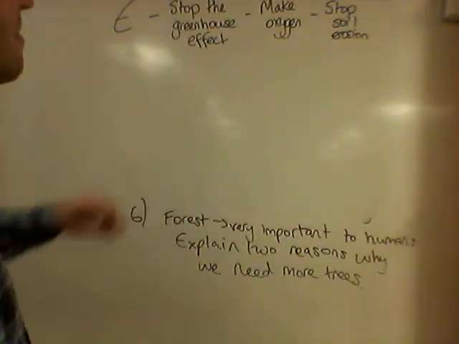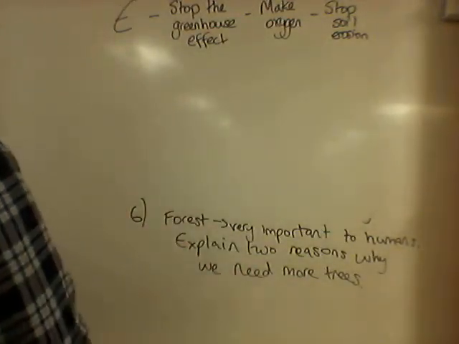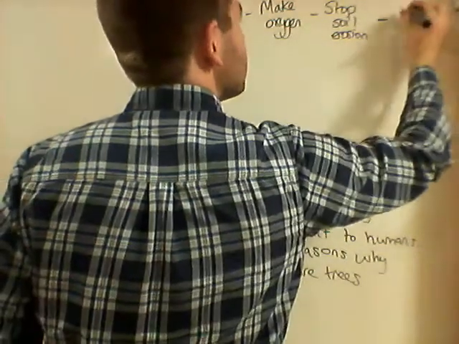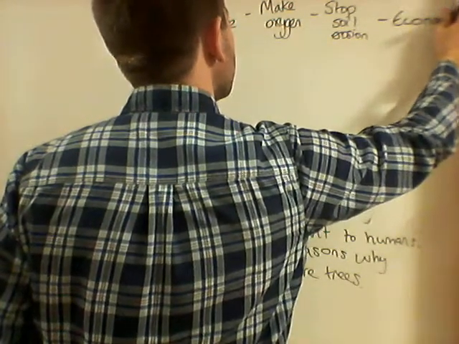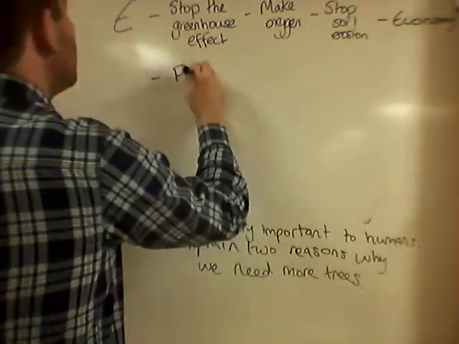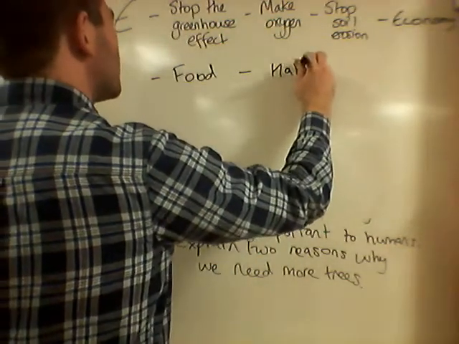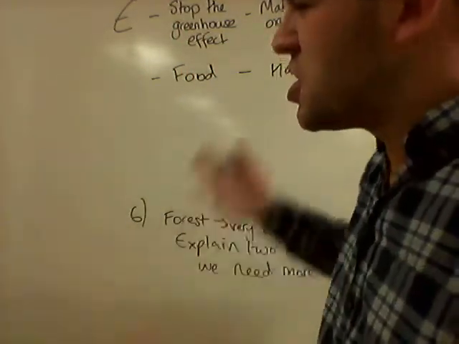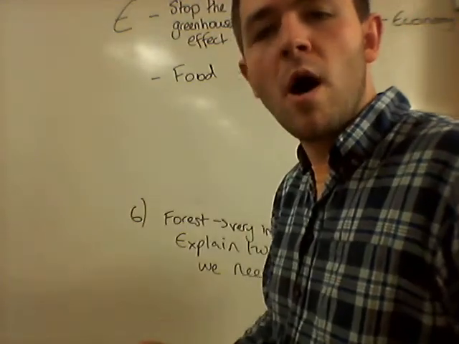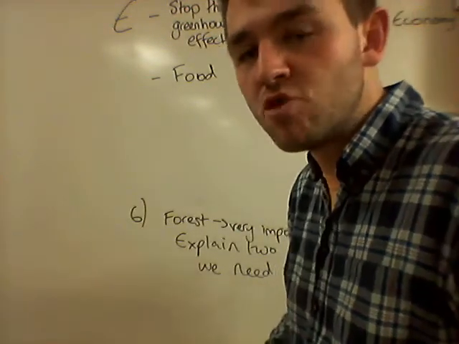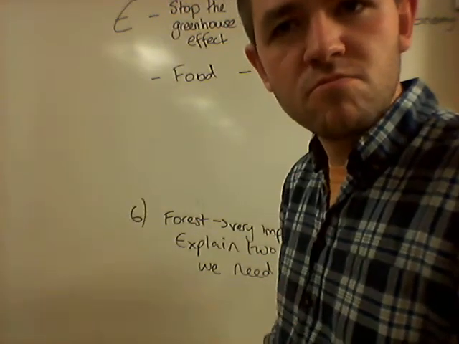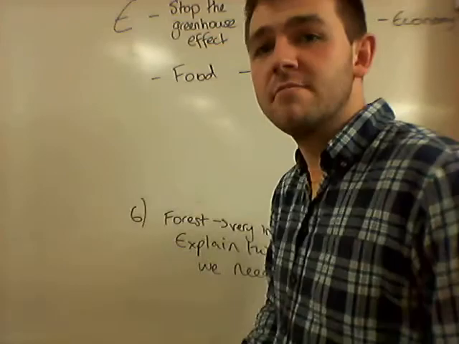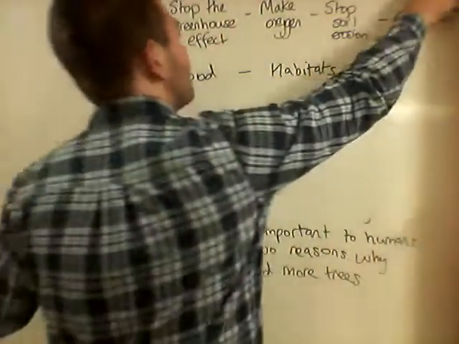So if a student had maybe 2 ideas like this, and they were told that there could be maybe something to do with the economy, or food, or it could be with habitats for different wildlife, and that they provide different things humans can take, many more things. Right? All of those are great ideas. Yeah, this student, they know reasons why humans need more trees. I see that. But they haven't explained it. So they don't get the higher level.